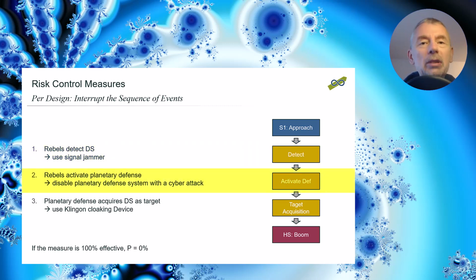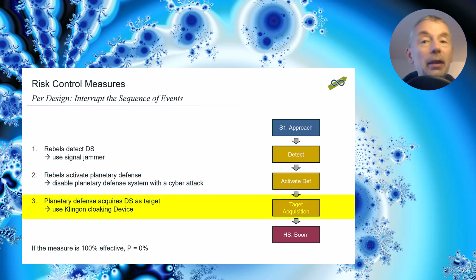Then rebels activate planetary defense. Well, you could kind of deploy a cyber attack on the planetary defense. So also our friends from cybersecurity are absolutely involved in this whole process. And then planetary defense acquiring the Death Star as a target. Well, there of course you go to your friends, the Klingons, and buy a cloaking device.